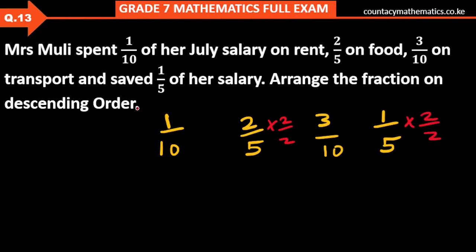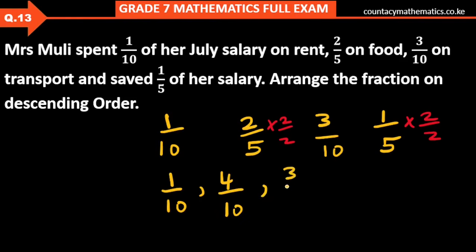And let's go ahead and solve this. So what we get right here is 1 over 10, just the same way it is 1 over 10. It doesn't change at all. And what we have here is 2 over 5 multiplied by 2 over 2. So we have 2 times 2, that's 4. And we have 5 times 2, 10.